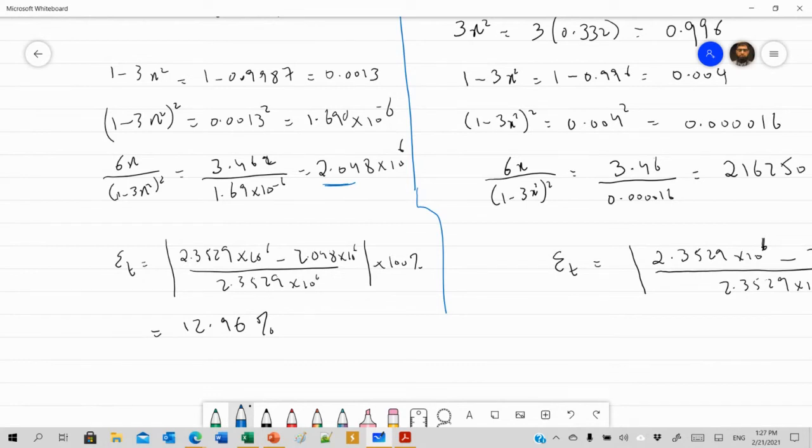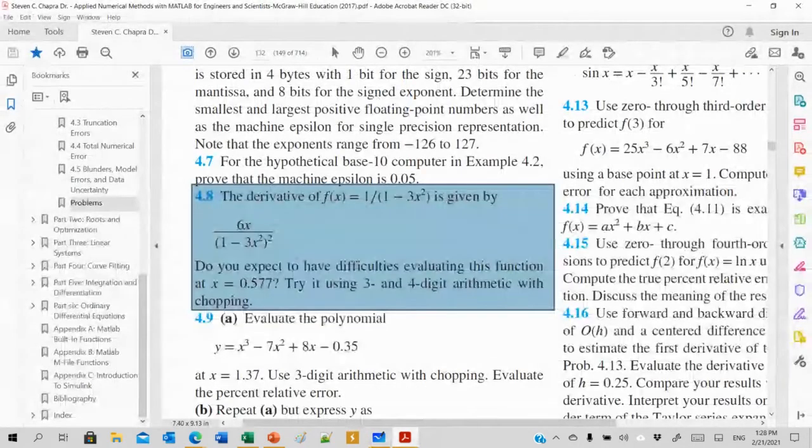So this is how the round-off errors come into play, and you end up getting wrong answers because of the number of digits that have been used in the calculations. So that's problem 4.8.